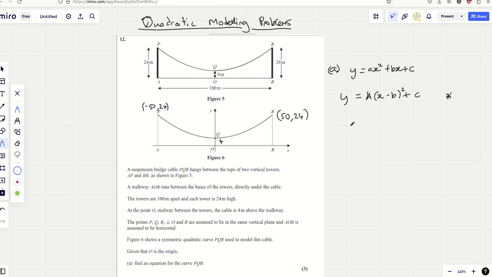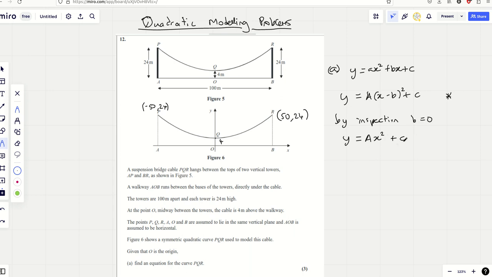So if I use the second one, I know the minimum is occurring at 0, 4, and so by inspection b equals 0. In other words it's of this form, y equals ax squared plus c. That just makes sure it's symmetrical about the y-axis, which the question certainly implies: symmetric quadratic curve to model this cable. So I know straight away it's of that form.